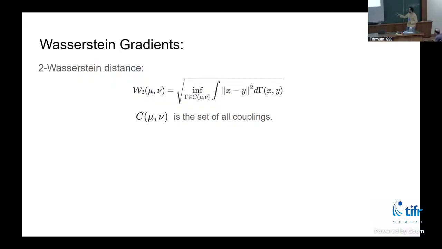X is distributed as mu and y is distributed as nu. Okay, and then I'll consider the distance between x minus y squared under this coupling. One trivial coupling is independence, right? X and y are independent, x is from mu and y is from nu. We don't expect that this will achieve the infimum, right?